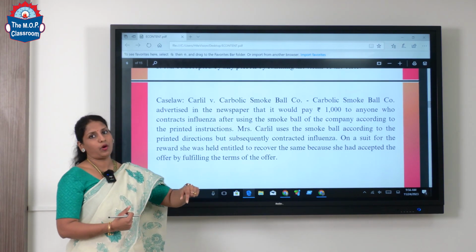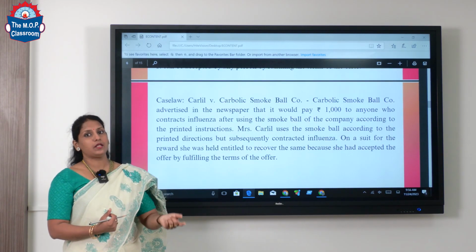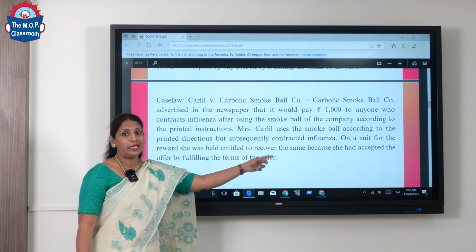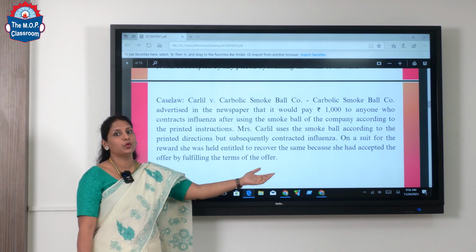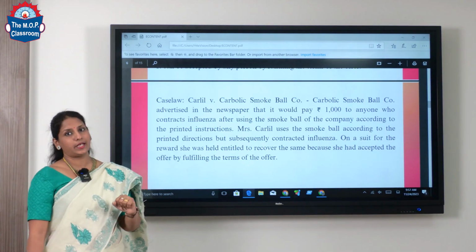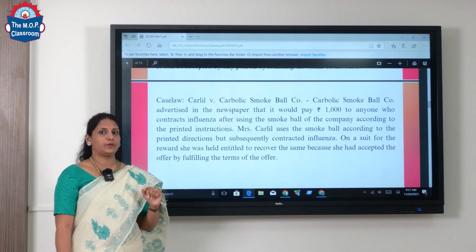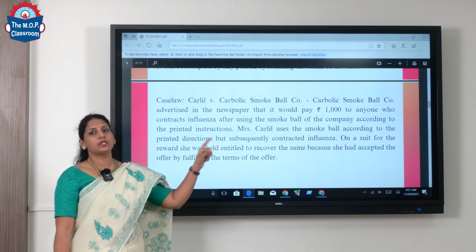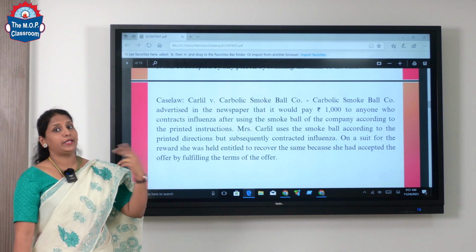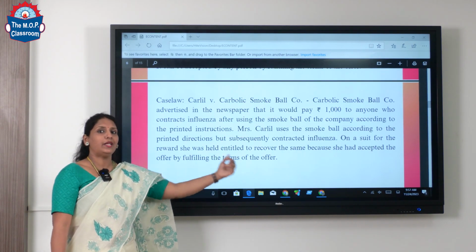Mrs. Carlill took this smoke ball. But after taking the smoke ball, Mrs. Carlill contracted influenza, maybe a cold or a flu. So Mrs. Carlill filed a case against Carbolic Smoke Ball Company, telling them that they had given an advertisement in the paper that whoever consumes the smoke ball is not going to be affected with cold or flu, but in her case she had contracted this disease, this virus called influenza.